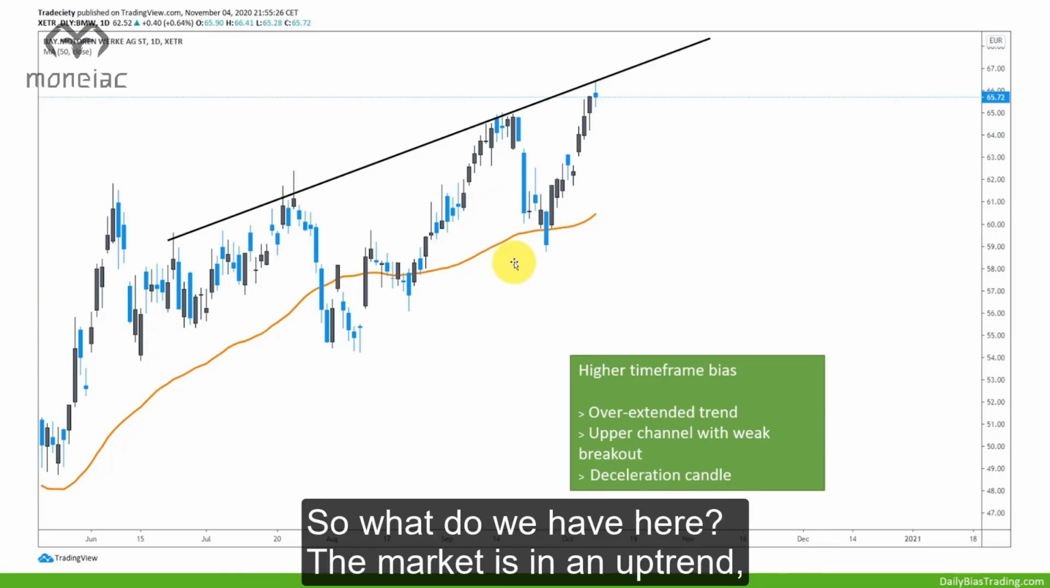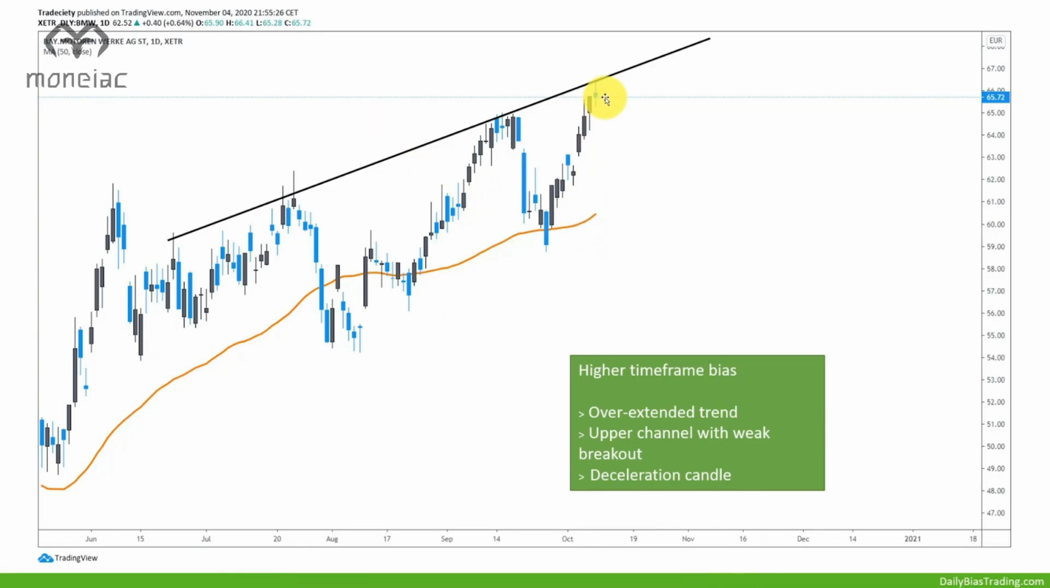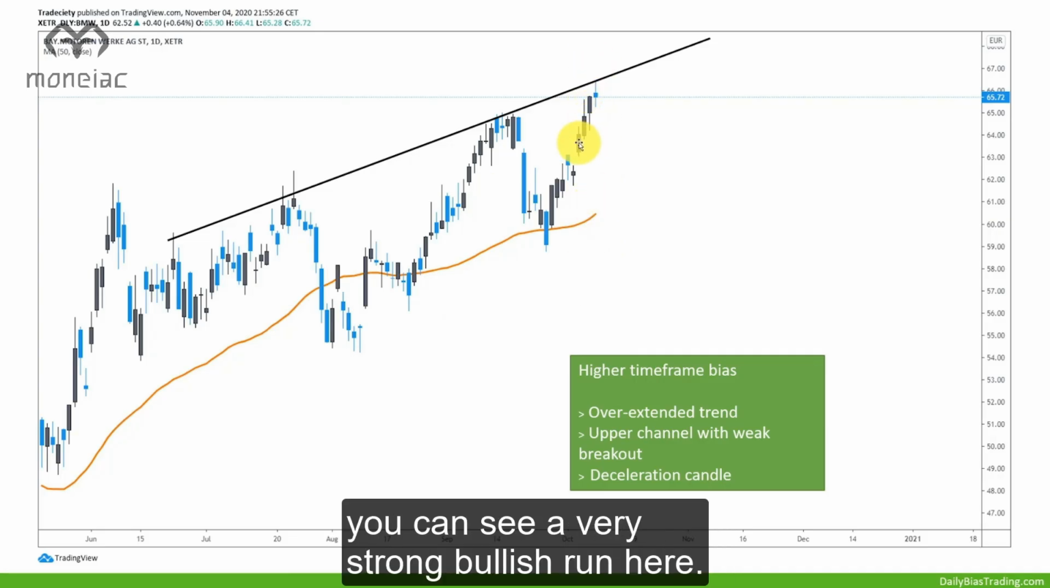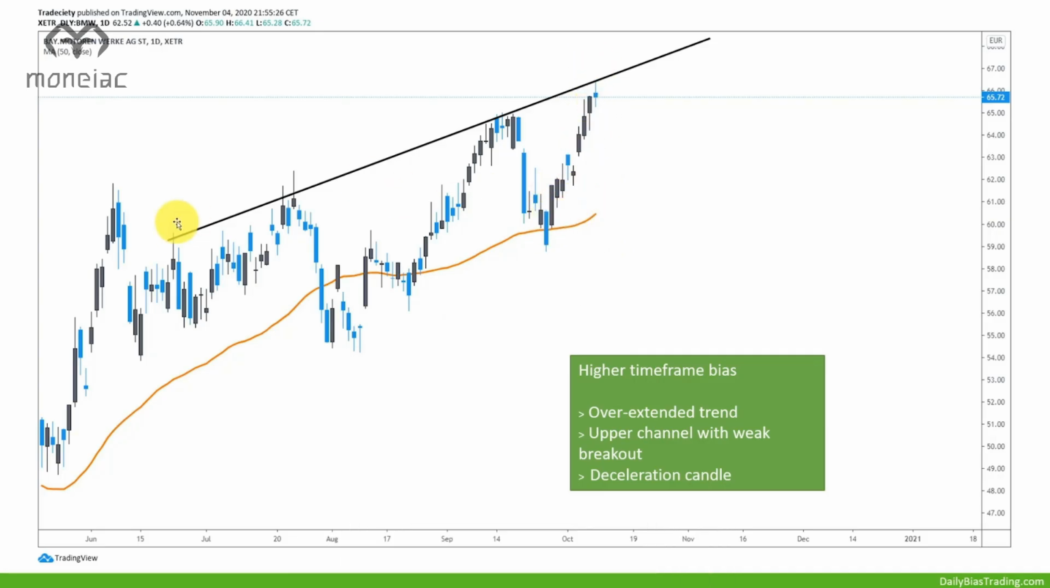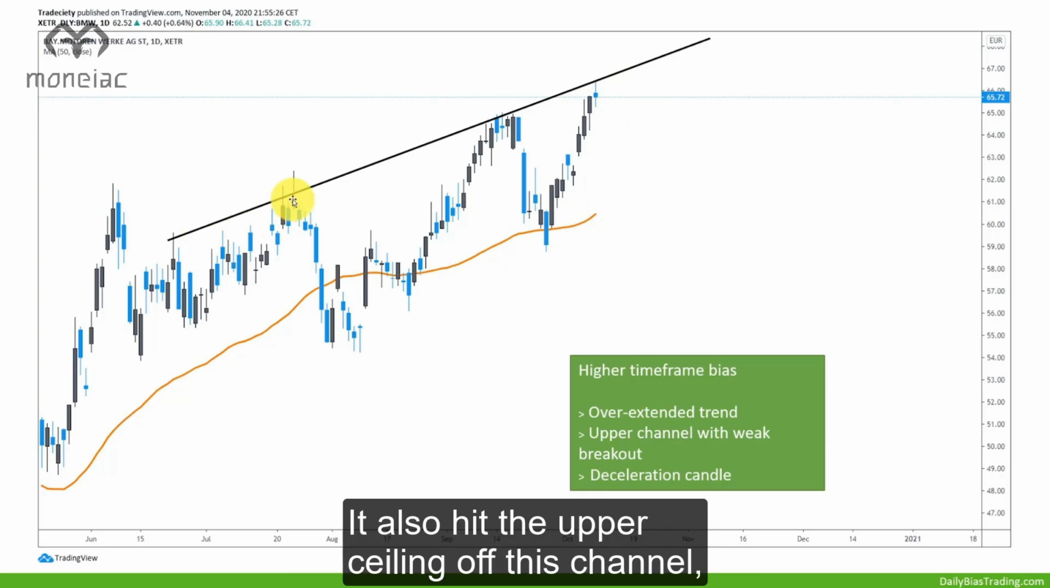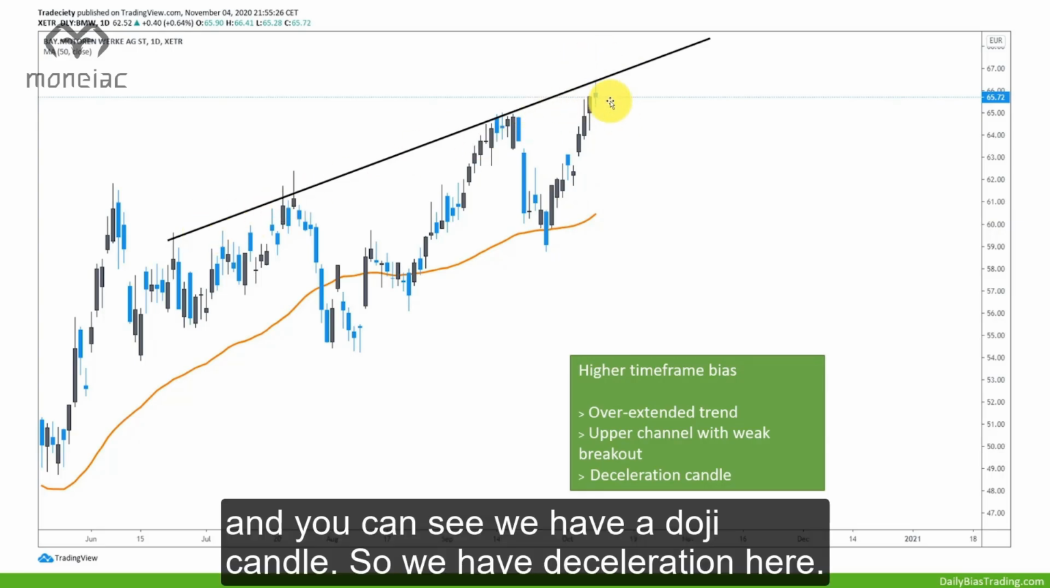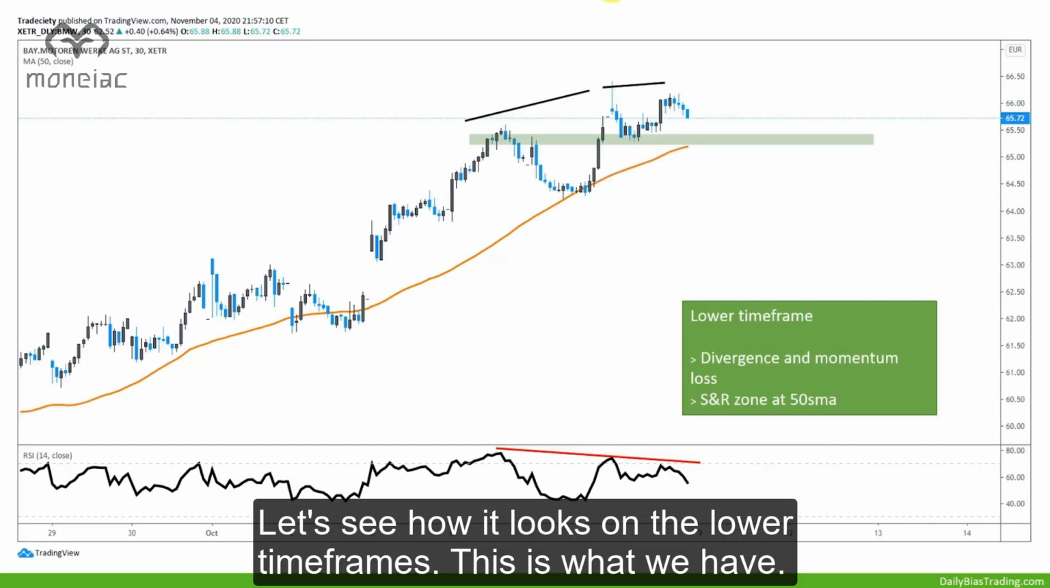So what do we have here? The market is in an uptrend, quite a distance away from the moving average. You can see a very strong bullish run here. It also hit the upper ceiling of this channel. And you can see we have a doji candle, so we have deceleration here. Let's see how it looks on the lower time frames. This is what we have.